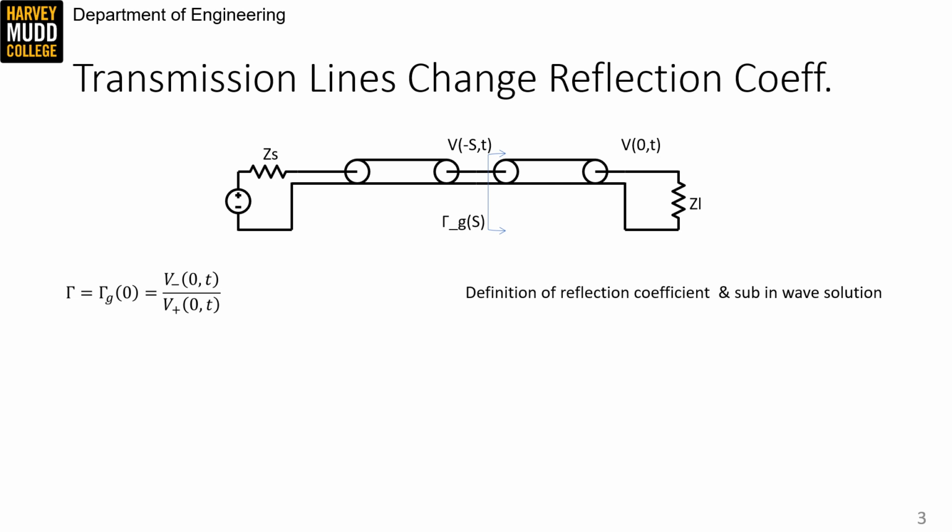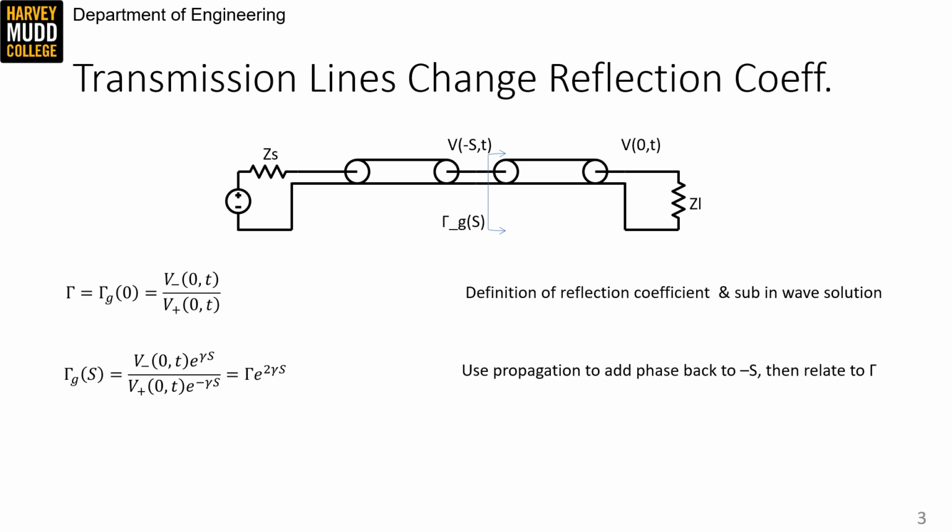We can make a quick leap to the formula for the generalized reflection coefficient. We know that the voltage at location S is going to be given by scaling our voltage at 0 by e to the propagation constant. The right traveling wave loses phase when we travel backwards by S, while the left traveling wave gains phase traveling backwards, so the propagation constant has different signs on the top and bottom of this expression.